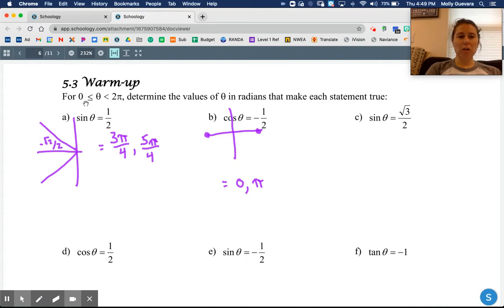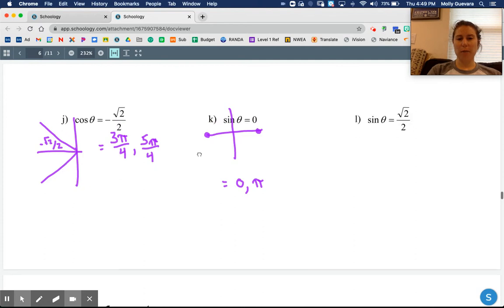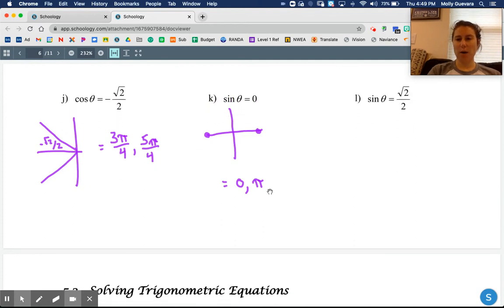my interval, I can have 0. It's less than or equal to 0, but I cannot be equal to 2 pi. So that's why we wrote 0 and pi instead of 0, pi, and 2 pi, or just pi and 2 pi, okay? So that's the reason why we did that.